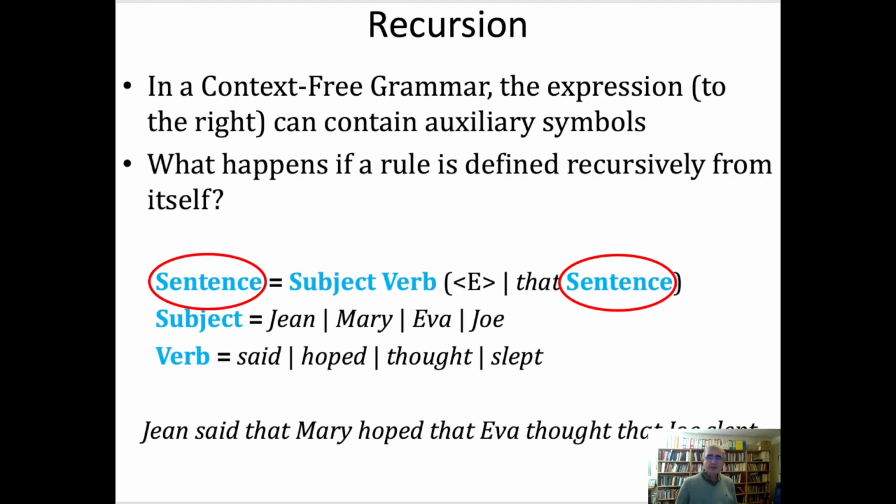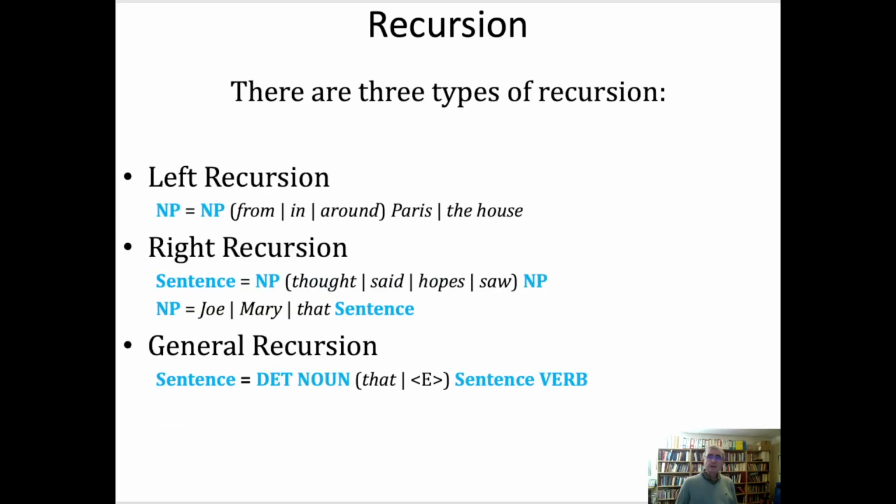And actually there are 3 types of recursions: left recursions, right recursions, and general recursion. A left recursion is when the reference that is used to define a rule, for example here, NP is defined by using NP, and you see that NP is at the left of the rule. So NP here is a prefix of the rule NP. This could be used to recognize things such as the house from Paris, in Paris, around Paris.